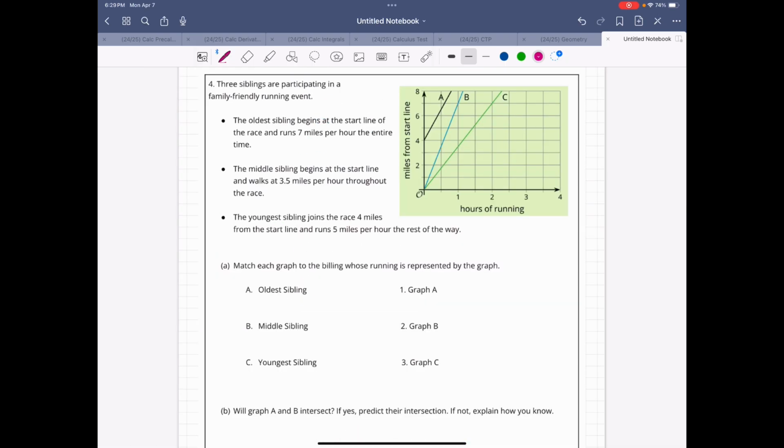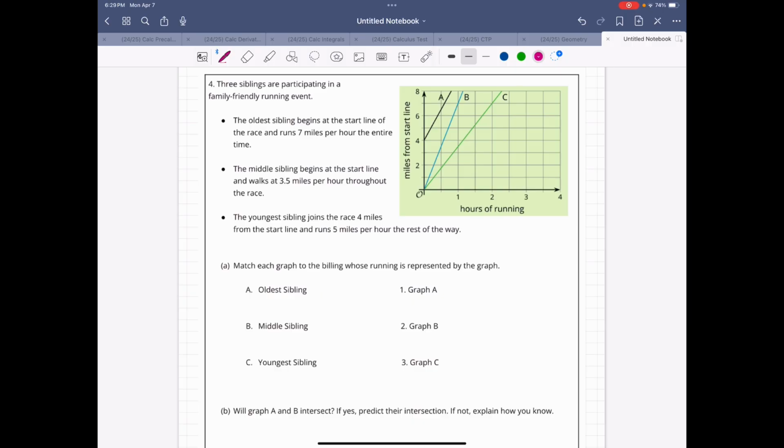In number 4, we have 3 siblings that are participating in a family-friendly running event. The oldest sibling begins at the start line of the race and runs 7 miles per hour the entire time. The middle sibling begins at the start line and walks 3.5 miles per hour throughout the race. The youngest sibling joins the race 4 miles from the start line and runs 5 miles per hour the rest of the way.